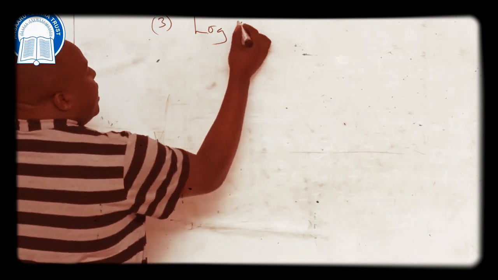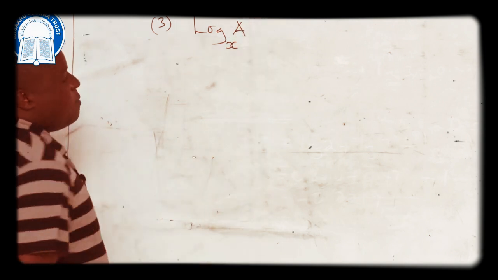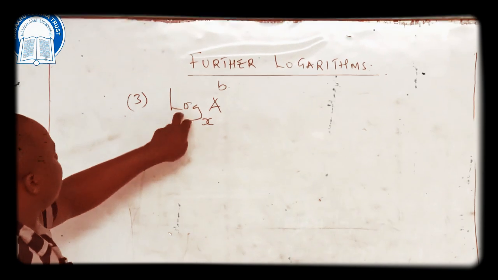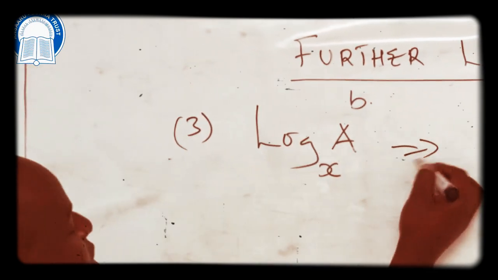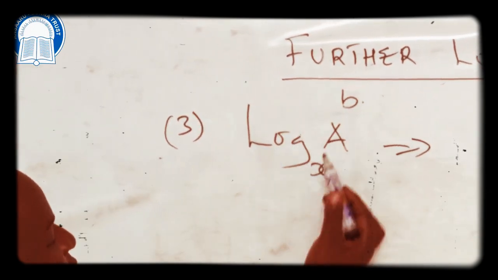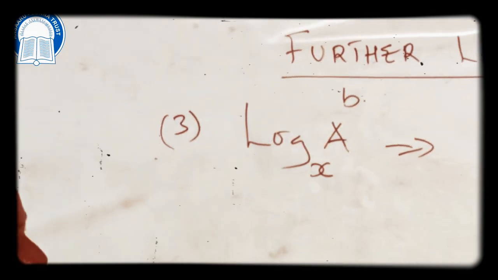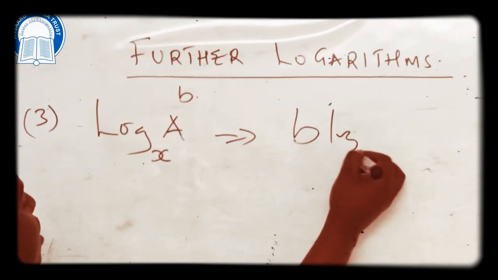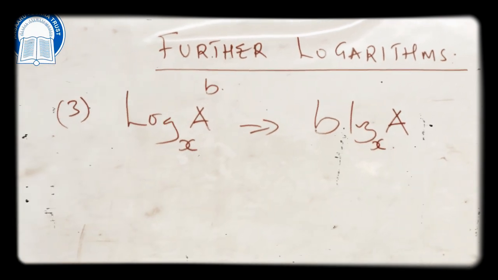Okay, log A base x equals to b. Log A, oh, not equals to, let's say equals to, log A raised to b base x. So when you see such a statement in logs, it means take the power to be the coefficient of the log. So the statement will read b log A then base x. This is as simple as that.